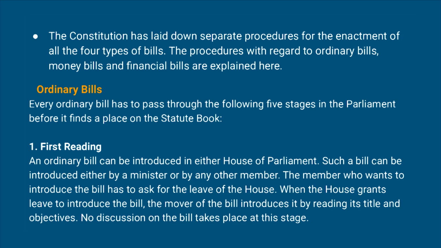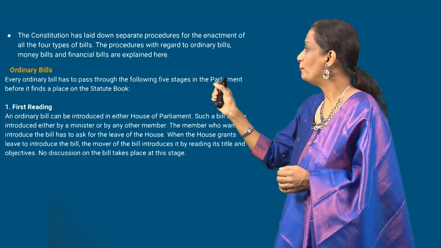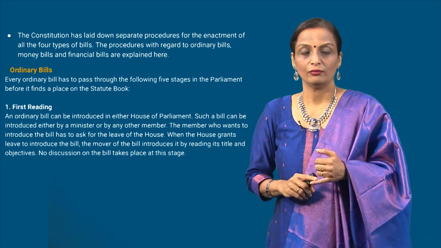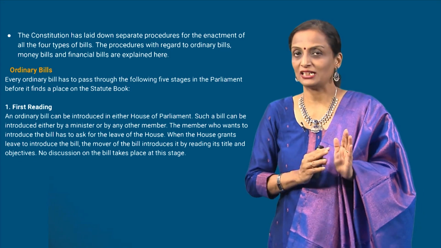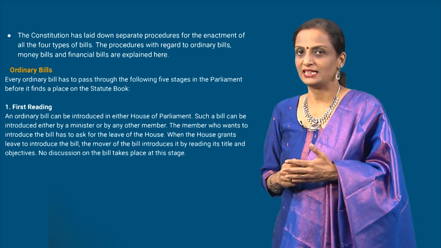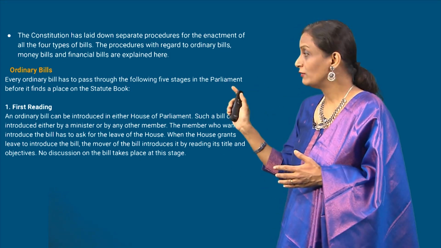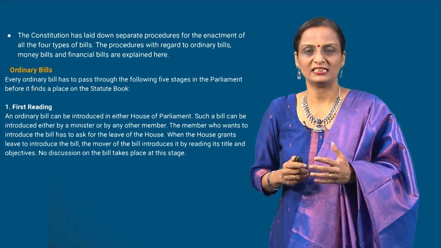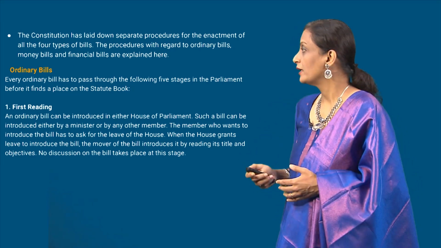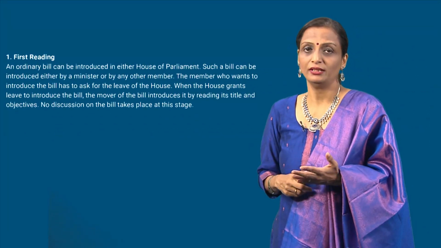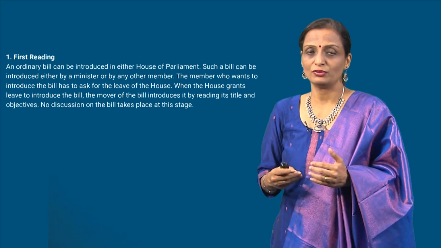Now, the ordinary bills. Every ordinary bill has to pass through the following 5 stages in the Parliament. Let us see what the 5 stages are, and it is necessary to see that the statute mentions that the 5 stages are as follows. First is the reading. There are 3 readings actually, apart from the 5 stages which we are talking about.